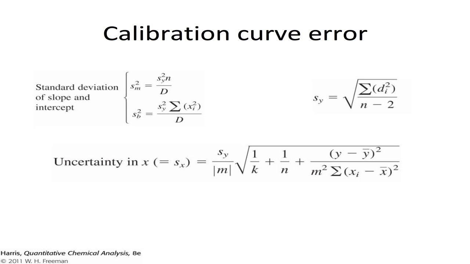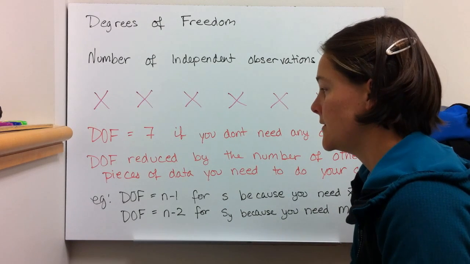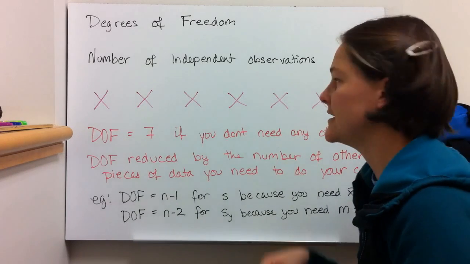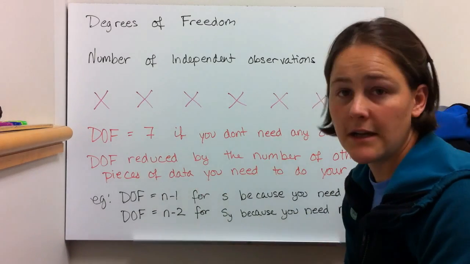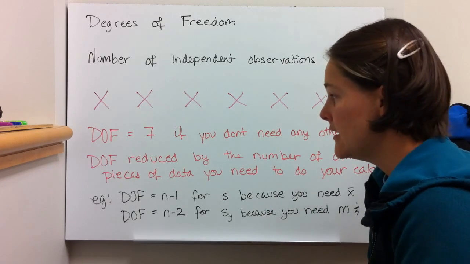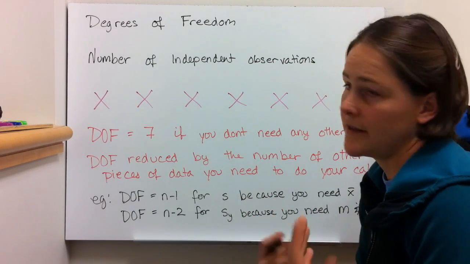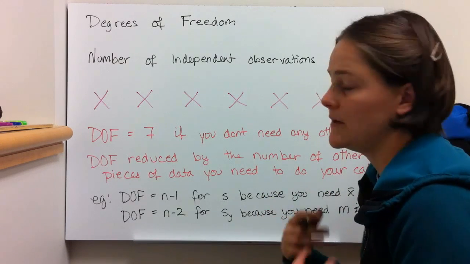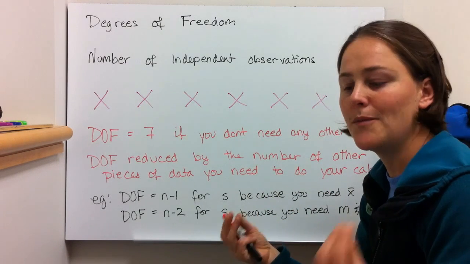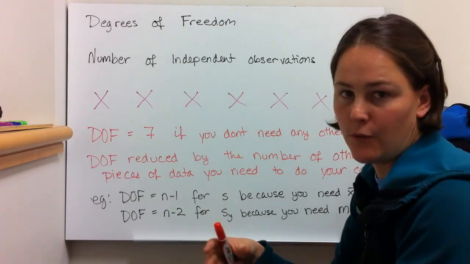Degrees of freedom is essentially the number of independent observations. So say here, each of these x's is an independent observation. There's 7. So the degrees of freedom is 7, if you don't need any other data. So the degrees of freedom is reduced by the number of values that you need, or the number of other pieces of data that you need to go into the formula.